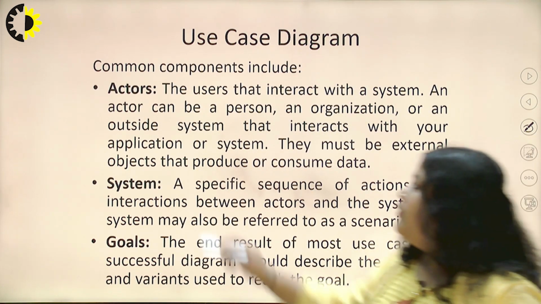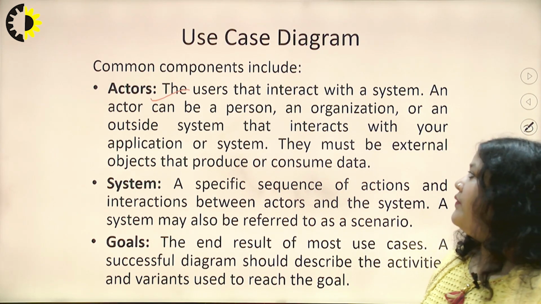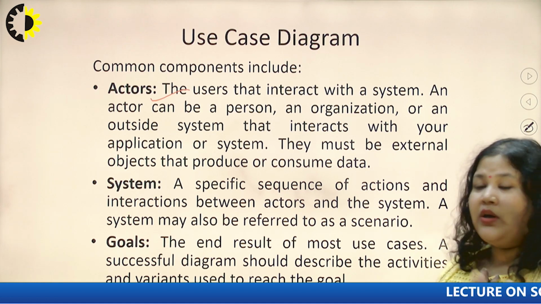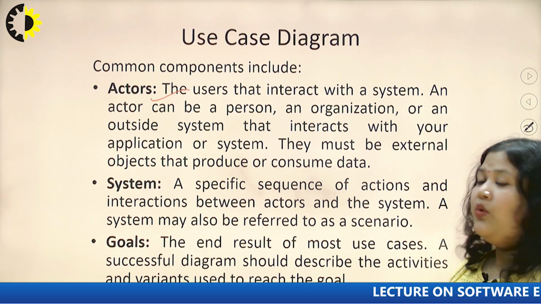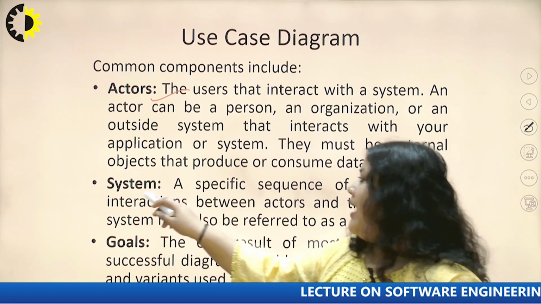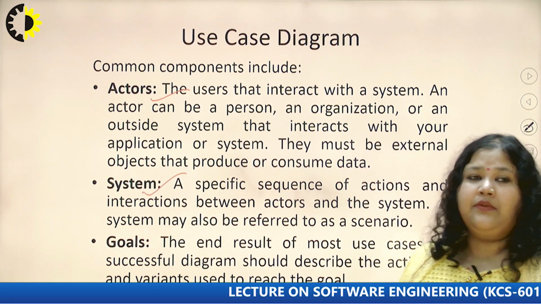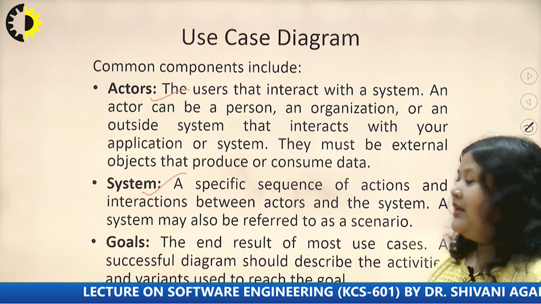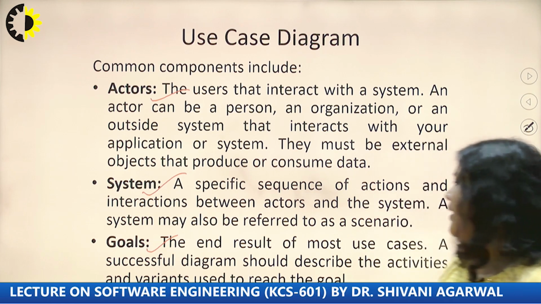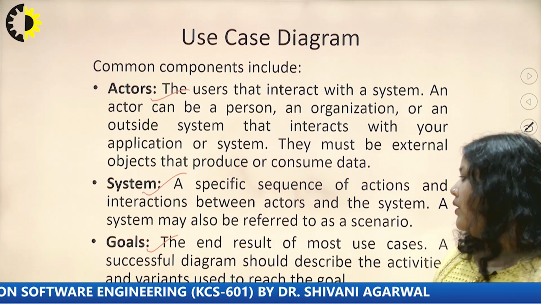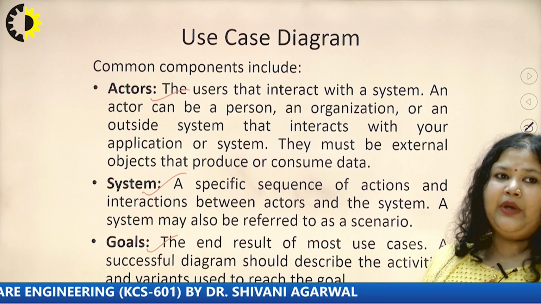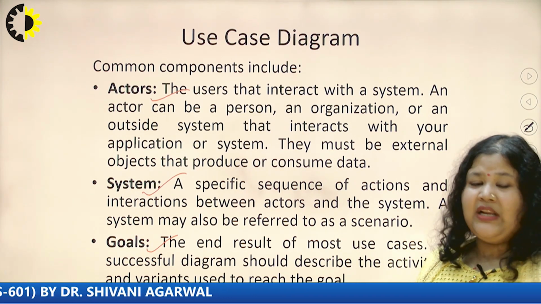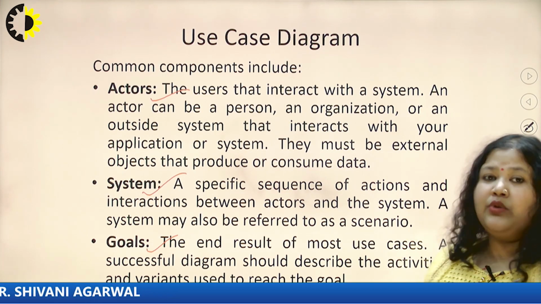First are actors, which define the user's interaction with the system. An actor may be a person, an organization, or any outside party directly involved with the system. Now the system means a specific sequence of actions interacting between the actors and the system. Goals means the result of that particular problem. So we know the description of that system, and the activities and variants of that system to reach the goal.